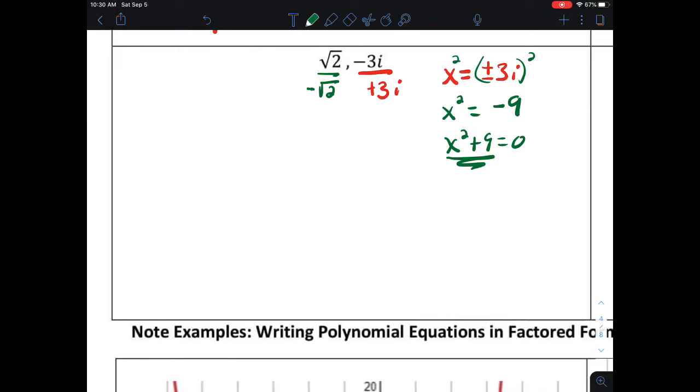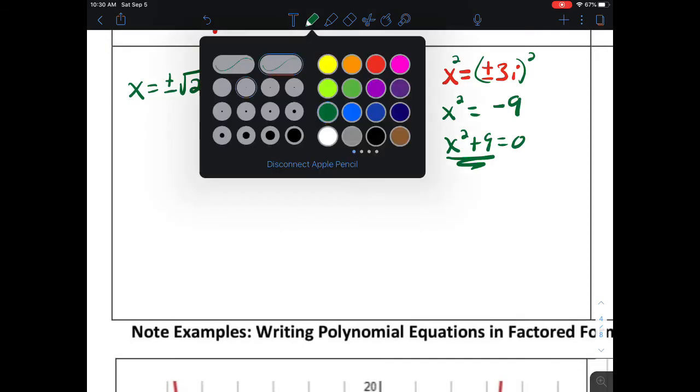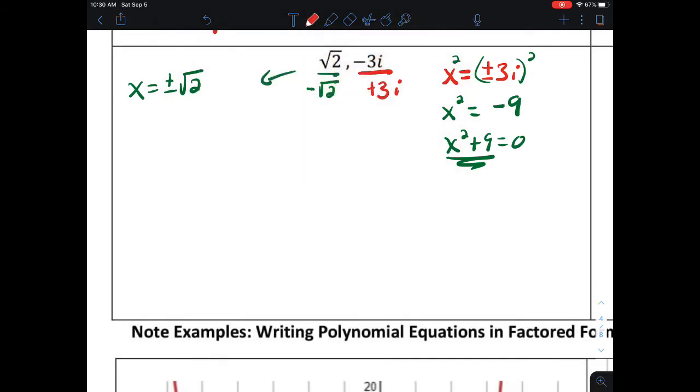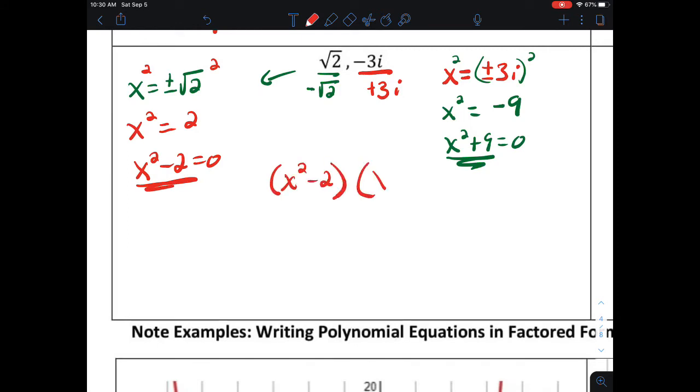And then I would do the same thing for the square root of 2. So I'd have x equals positive or negative the square root of 2. And then we go through and reverse engineer. So I'm going to square both sides, and that would give me x squared is equal to 2. And then move the 2 over. We get x squared minus 2 is equal to 0. There's my second factor. So in factored form, this polynomial would be x squared minus 2 times x squared plus 9. And then we would just multiply it out.